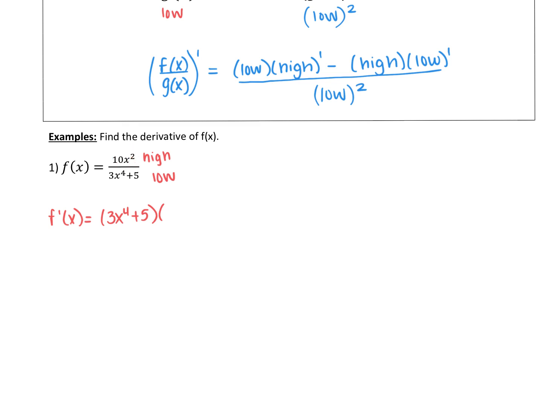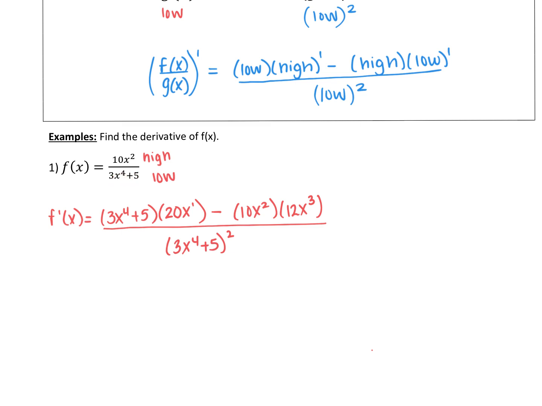So take the 2, multiply it by 10, that gives you 20. Keep the base and subtract the power by 1. Now we're going to subtract. Now we're going to take the high function times the derivative of the low. So the high function we're just going to write as 10x squared. And the derivative of the low function is we're going to multiply the 4 and the 3, that gives me 12. We're going to keep the base and decrease the power by 1. And the derivative of a constant 5 is just 0. And we're going to divide this all over the low, or the original, 3x to the fourth plus 5 squared. My low function squared. And that's it.